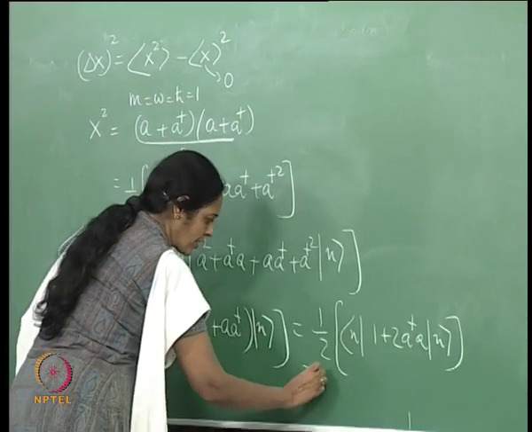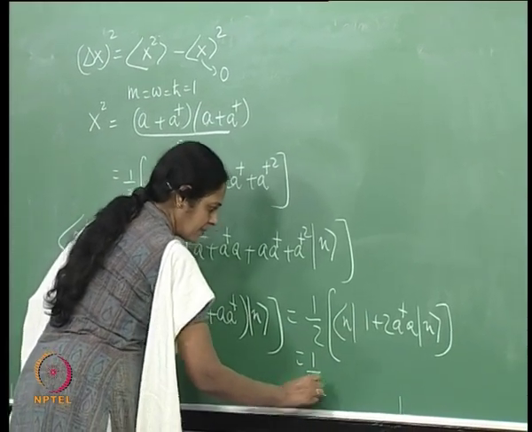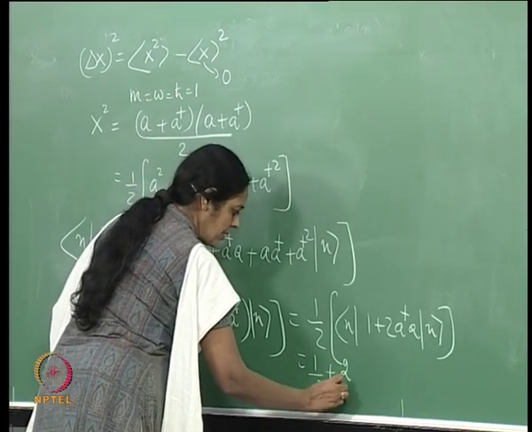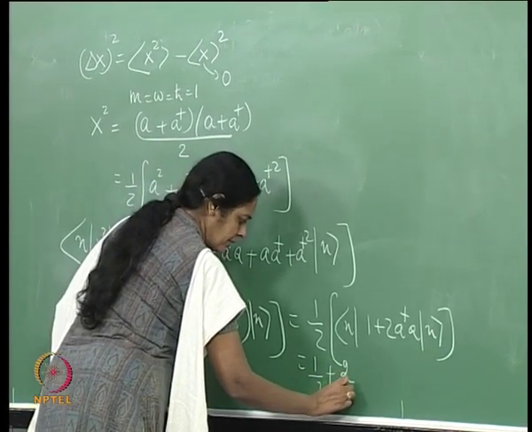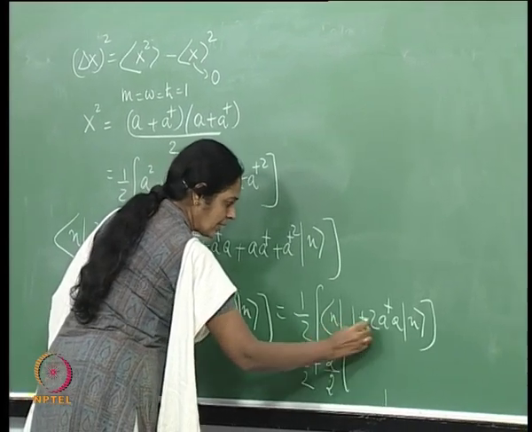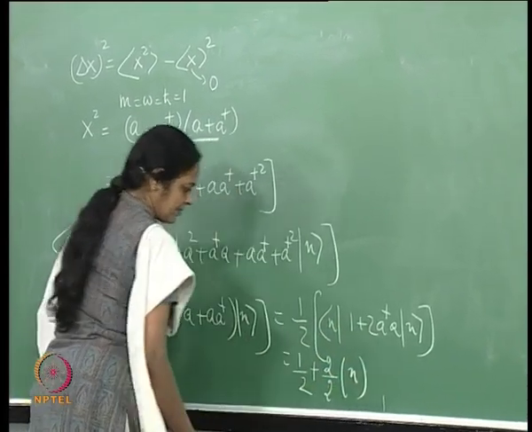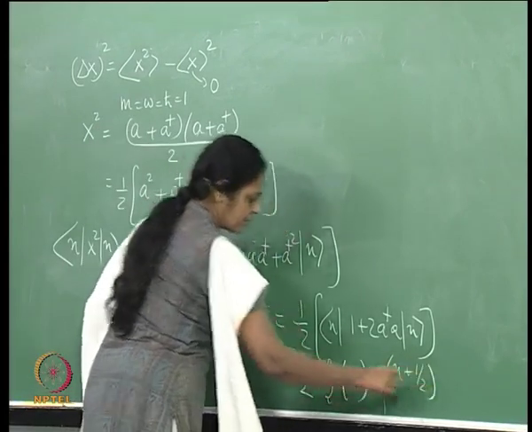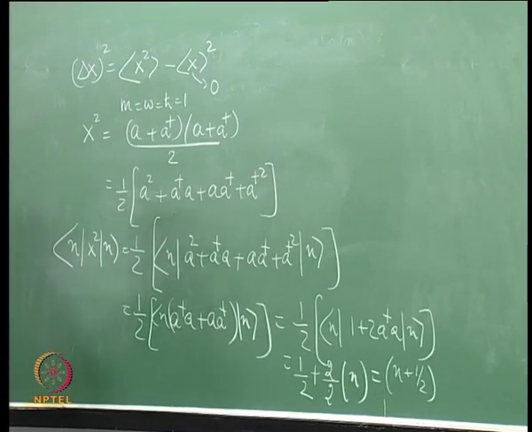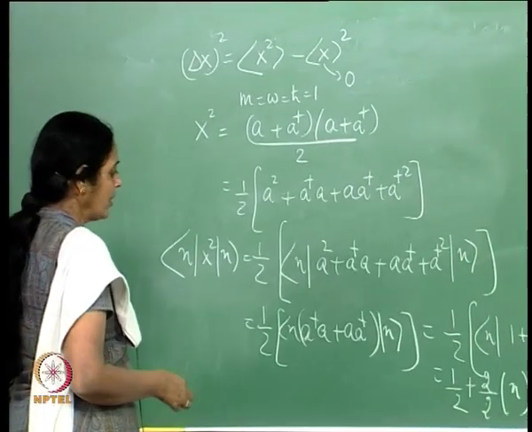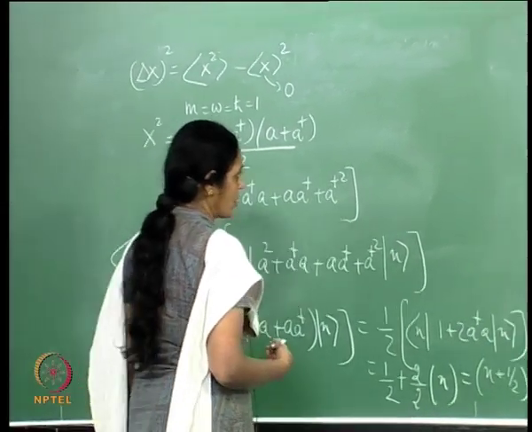The first term just gives me a half. The second term gives me, there was a 2 from here and a 2 from there, so that cancels out. It gives me n, and therefore, I get n plus half. So, delta x the whole squared is n plus half in the state n of the oscillator.